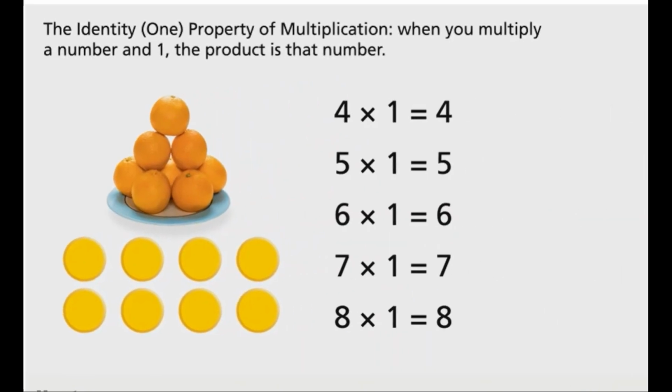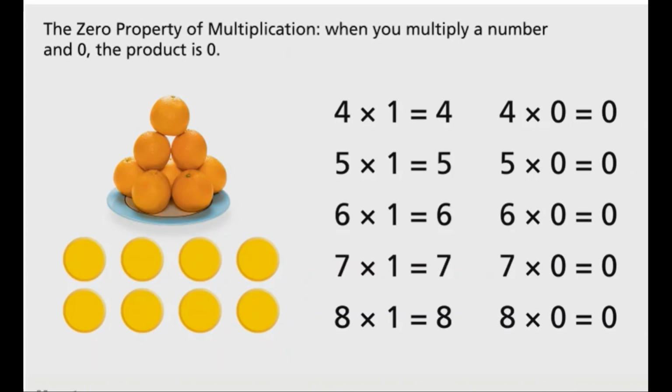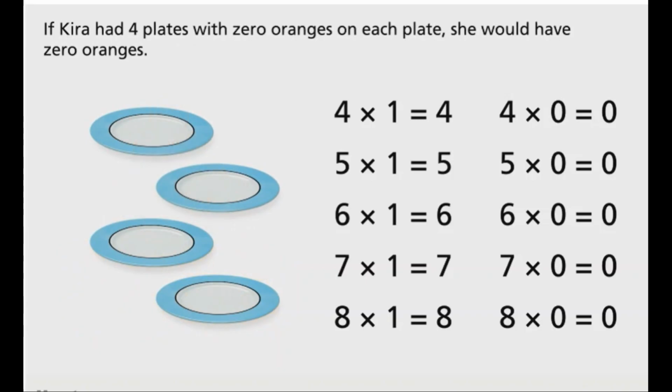The identity, 1, property of multiplication. When you multiply a number and 1, the product is that number. The zero property of multiplication. When you multiply a number and 0, the product is 0. If Kira had 4 plates with 0 oranges on each plate, she would have 0 oranges.